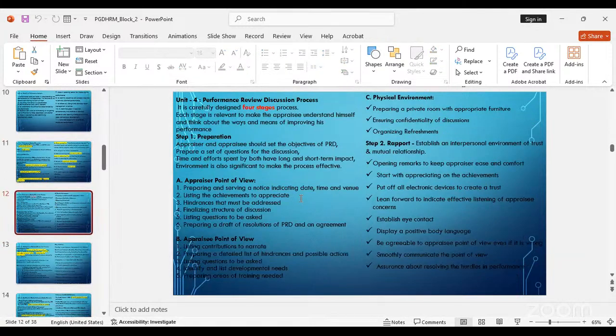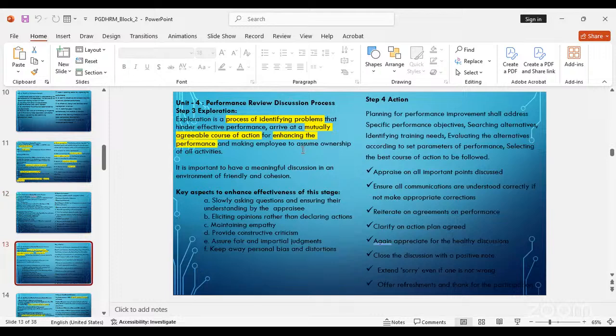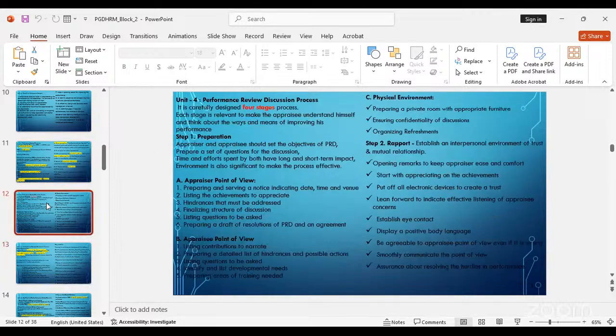What is the process? There is a four-step process which has to be followed. The first step is preparation. The second step is rapport development, the third step is exploration, and the fourth step is action. Let's look into each one of these steps. Preparation.